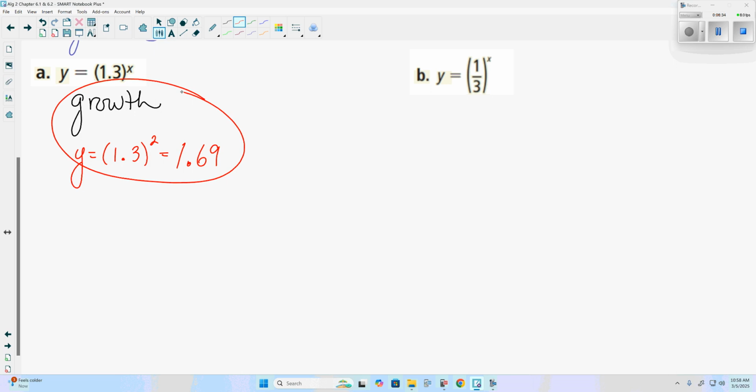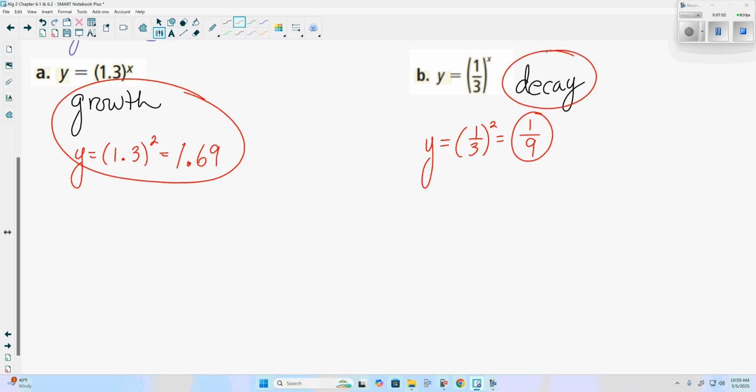Last one of these first four, y equals 1/3 to the x. So would this be growth or decay? Decay, because our base is between 0 and 1. And when we evaluate this for when x is equal to 2, so we replace the x with 2, giving us 1/3 squared, which would simplify to 1/9. Questions on this so far?